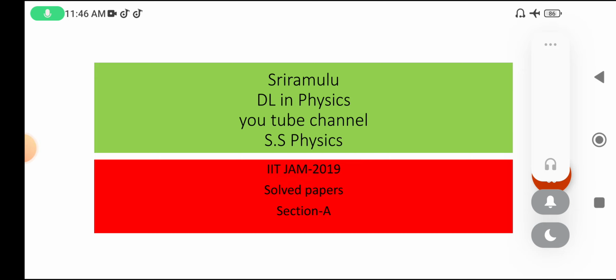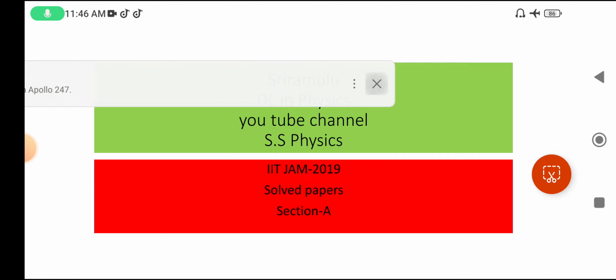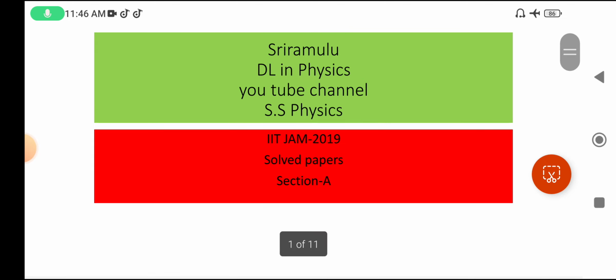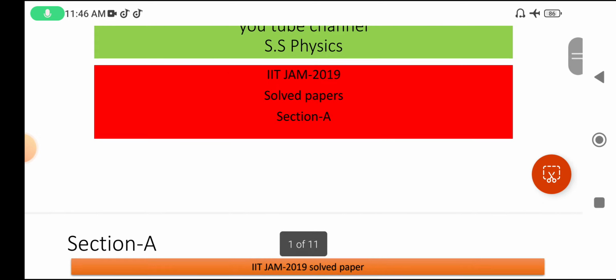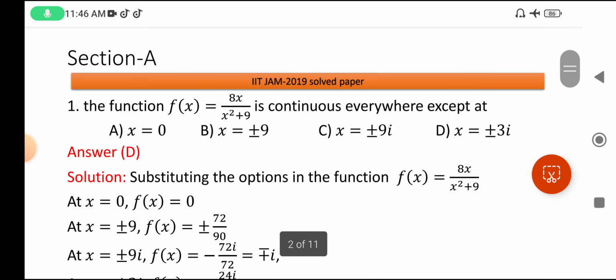So these are the most important things for aspirants who are preparing for the IIT JAM. Here are solved IIT JAM questions from 2019. Okay, let me start one by one. There are three sections. Among them, the first section carries 1 mark for each question.